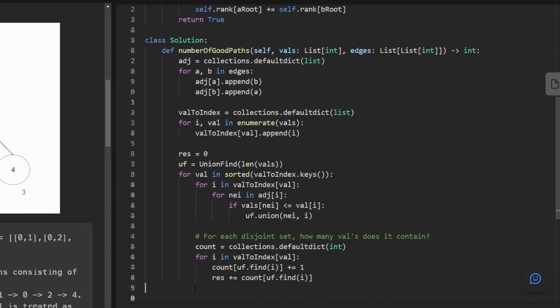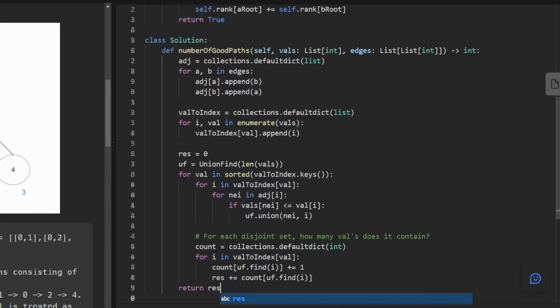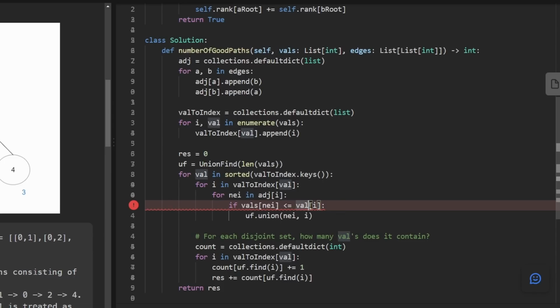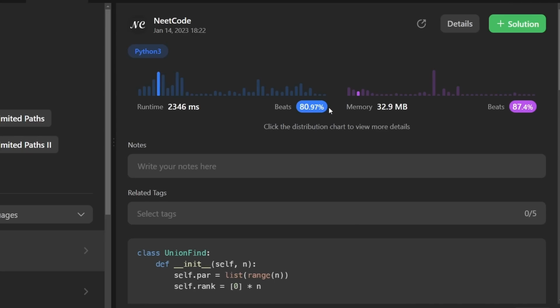So with all that done, after we exit the for loop, we can go ahead and return the result that we computed. Let's run this to make sure that it works. Oops, I called this val instead of vals. Sorry about that. Hopefully we don't have more typos. And as you can see, it works and it's pretty efficient.